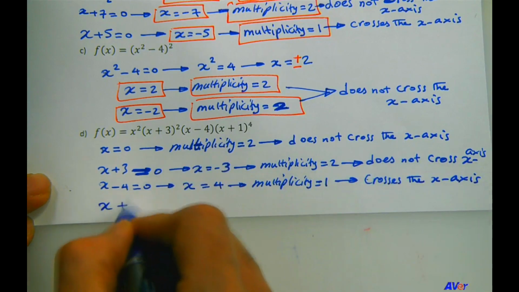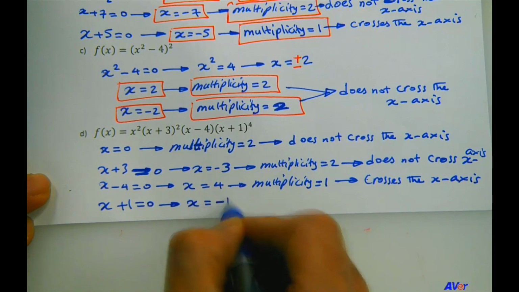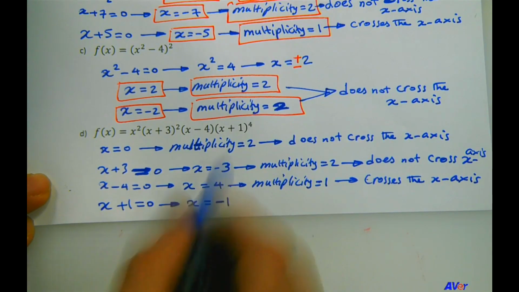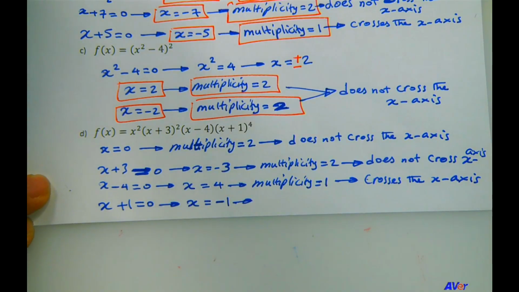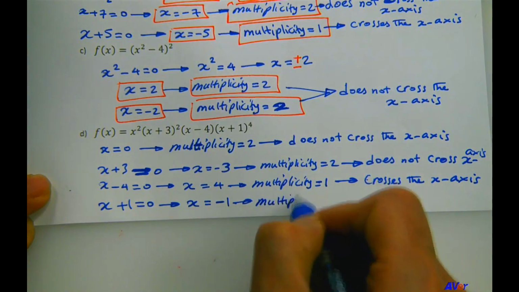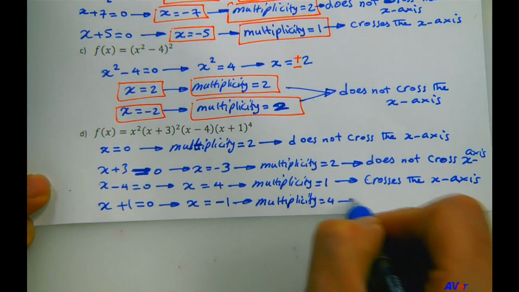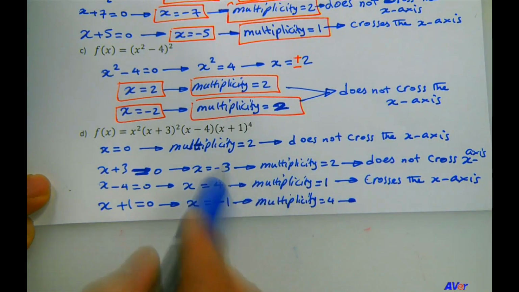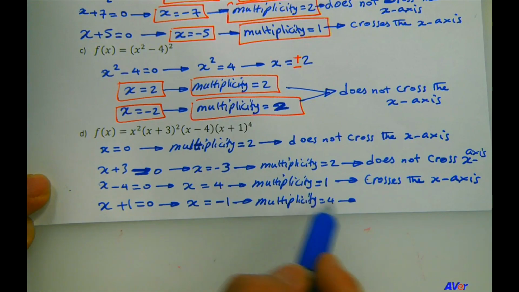x plus 1 equals 0. x equals negative 1. That's the 0 of the polynomial. What is the multiplicity of that? Multiplicity is equal to 4. Right? Does the graph of the polynomial cross the x-axis at this point? It does not, right? Because the multiplicity is even.